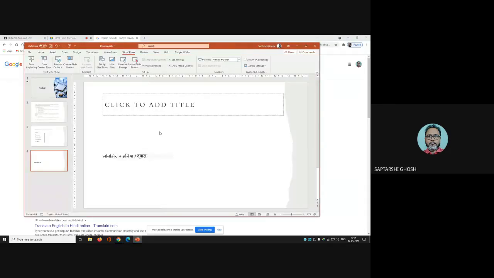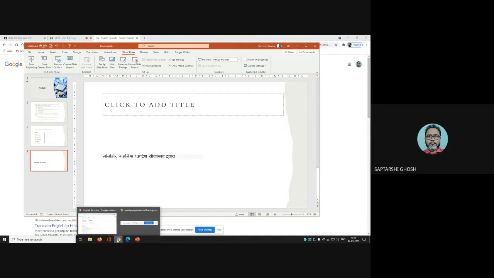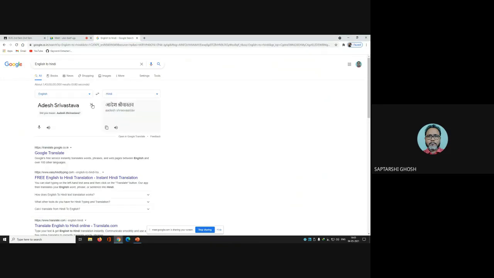Now if you write this here, Adesh Srivastava, see, you will have a very peculiar type of entry: Manohar Kahaniya Dwara Adesh Srivastava. So what you have to do is change this. You have to bring dwara here, Adesh Srivastava dwara. What will you do?